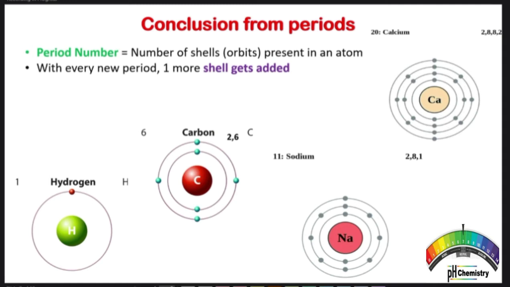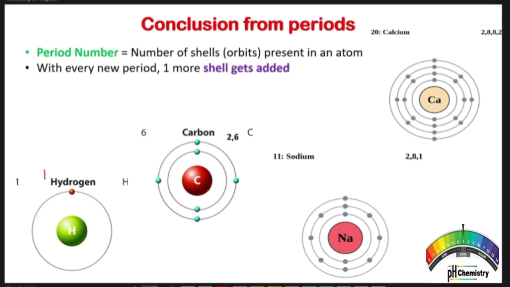What is the conclusion from the periods? What we conclude from the periods in the periodic table. The period number is always equal to the number of shells or orbits present in an atom. Hydrogen is present in the first period, so it contains only one shell. Here you can see the atomic number of hydrogen is 1, so it contains only one electron and only one shell.